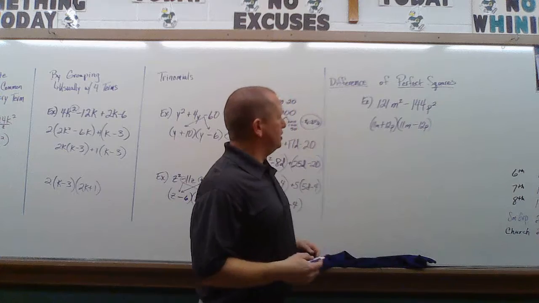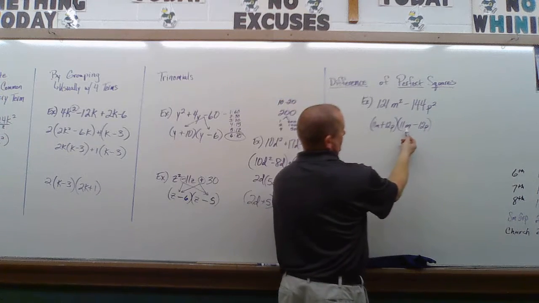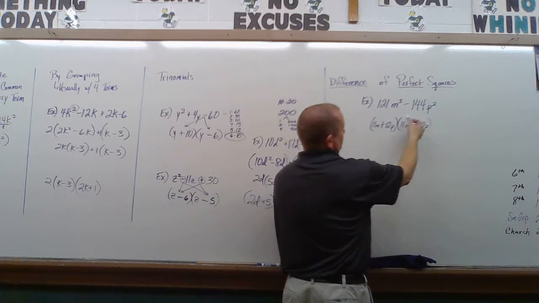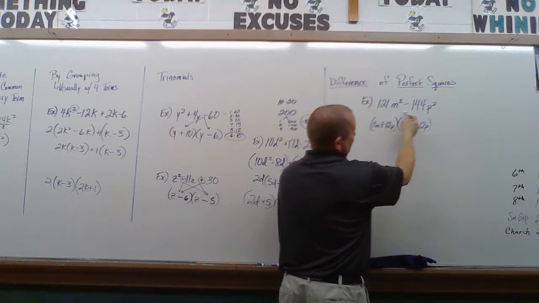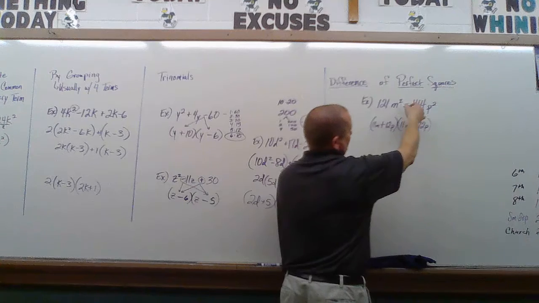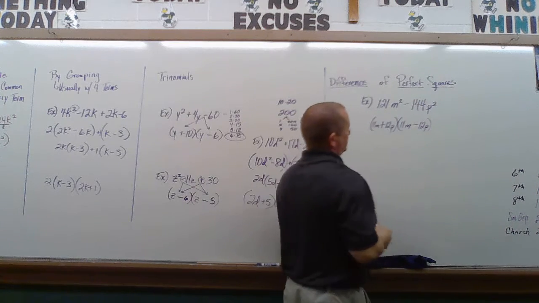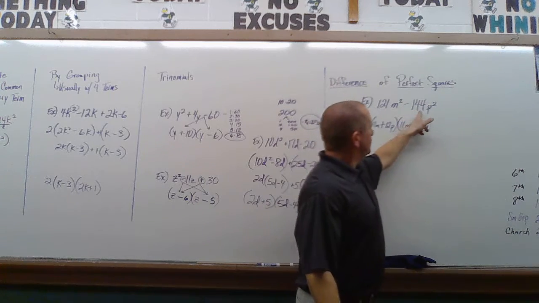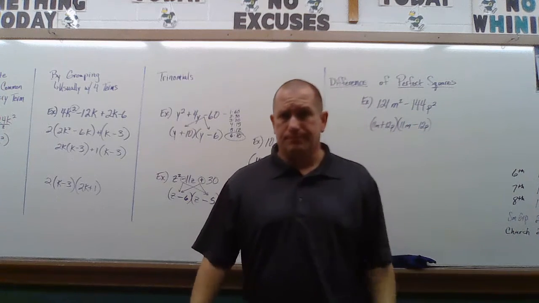So again, if you did FOIL to this, notice 11m times 11m is 121m squared. My inside terms and outside terms, they're the exact same thing, but they have different signs. That's why they cancel out and there's nothing there. And then my last terms, if I take positive 12 times negative 12, I get negative 144p squared.